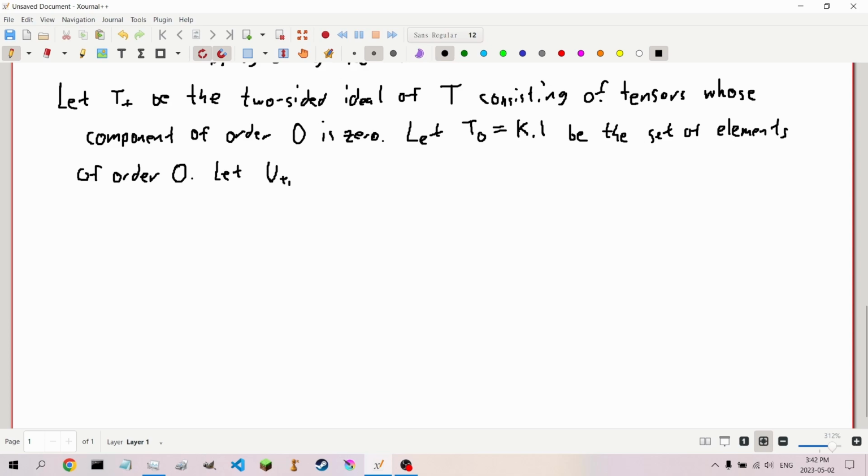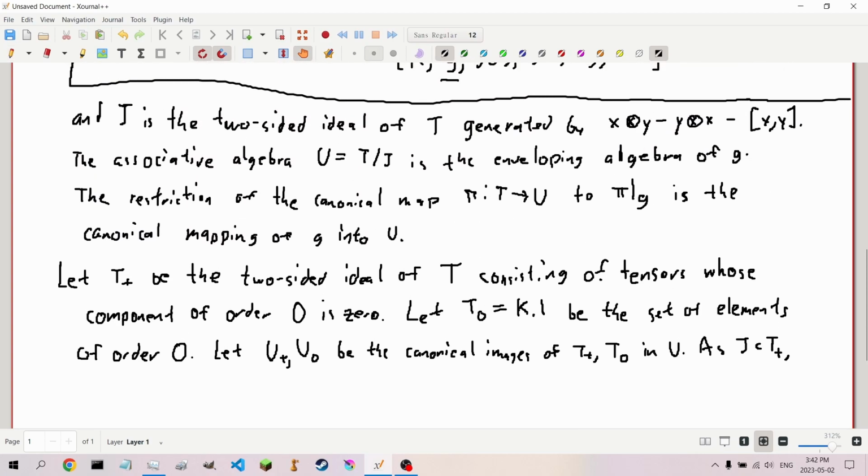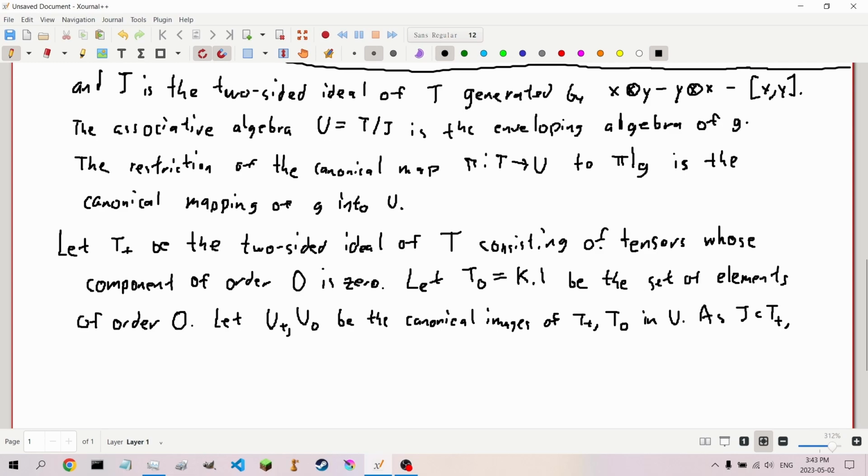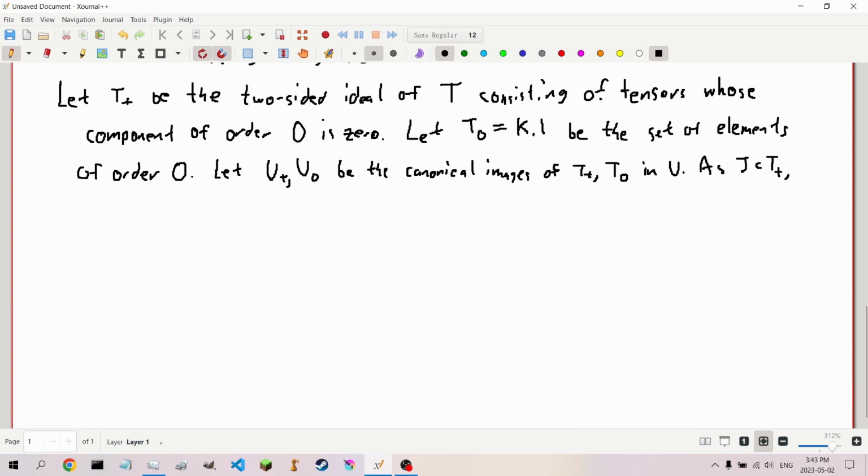And we're going to let U plus and U0 be the canonical images of T positive and T0 in U. Now, as J is an element of T positive, which essentially means every element in here has a component of order 0 of 0, we can decompose T into the sum of the elements of order 0 and the elements without a term of order 0.